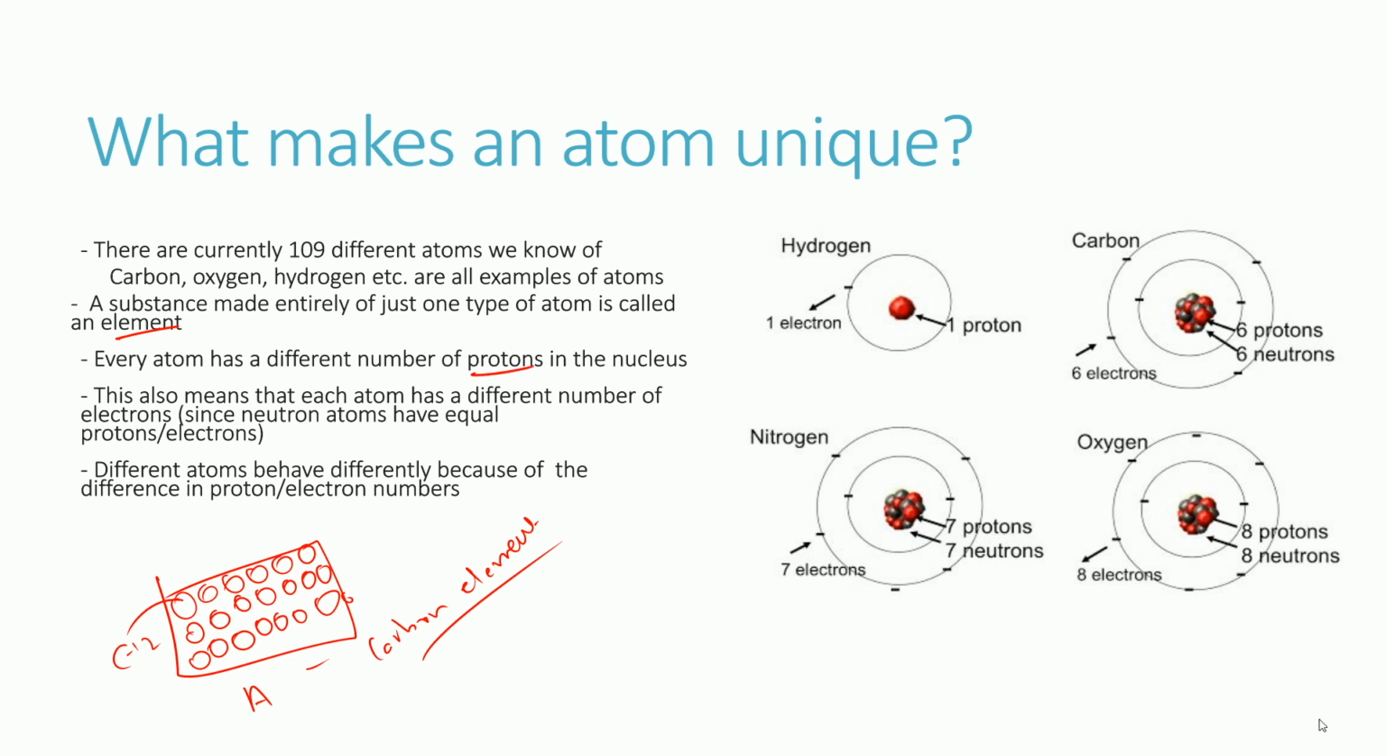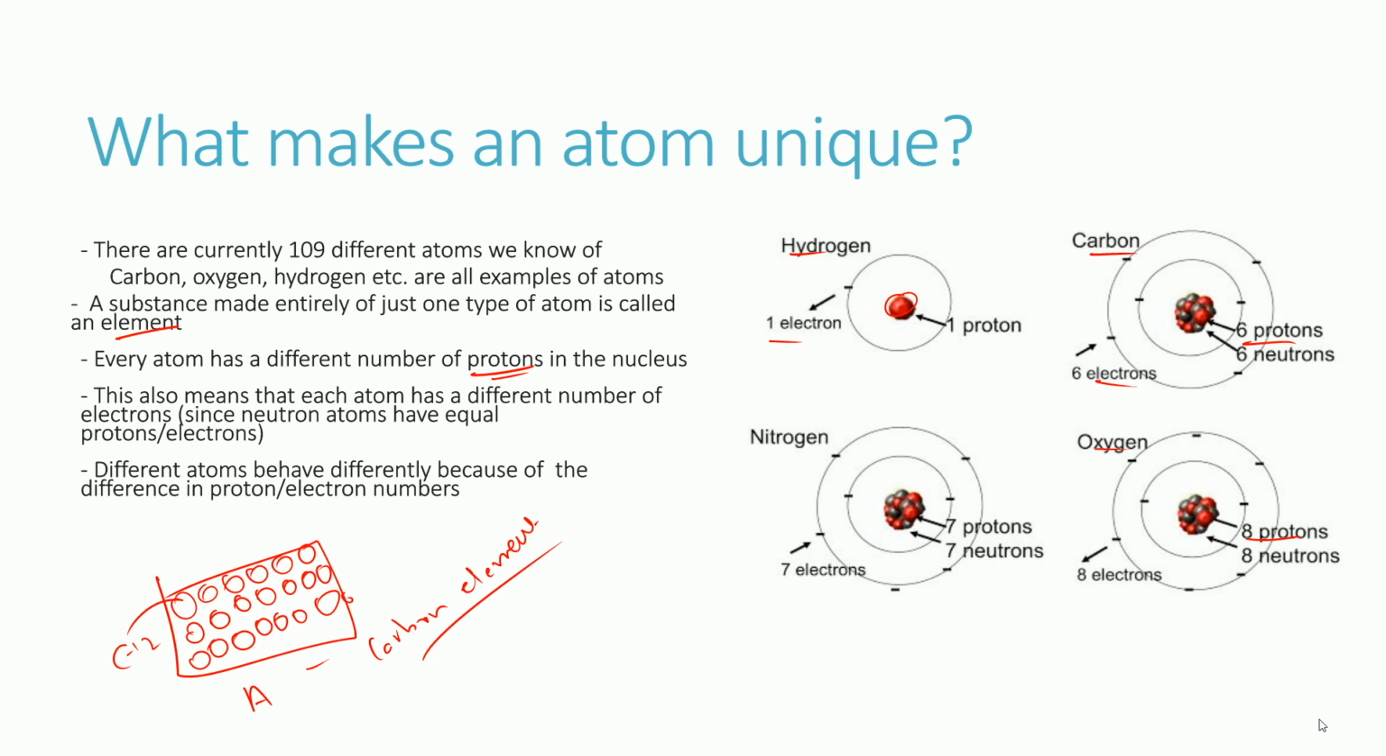And so what makes one atom unique from another atom is that it has a different number of protons in its nucleus, and if it has a different number of protons, then it must have a different number of electrons as well. You can see here hydrogen, for example, has 1 proton in its nucleus, and because proton number must equal electron number, it's got 1 electron orbiting that nucleus. Now, how does that differ from carbon? If you look at carbon, you've got 6 protons in the nucleus and 6 electrons to cancel that out. And how's that different from, let's say, oxygen?